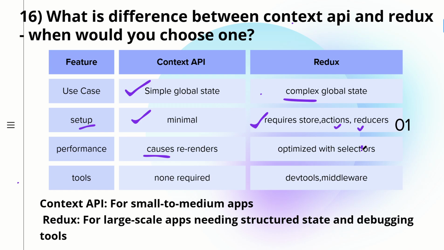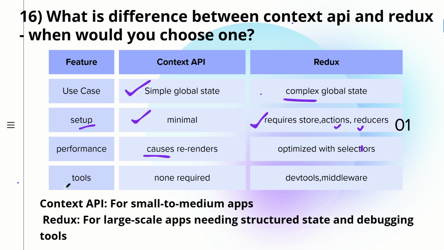So if a component has subscribed to your store and is making use of the useSelector hook, the optimization is done at that point only. So performance-wise, Redux is comparatively better than Context API, because with Context API we will have to do more debugging to find what is causing re-rendering. Re-rendering is more with the Context API, whereas with Redux there is not that level of re-rendering.